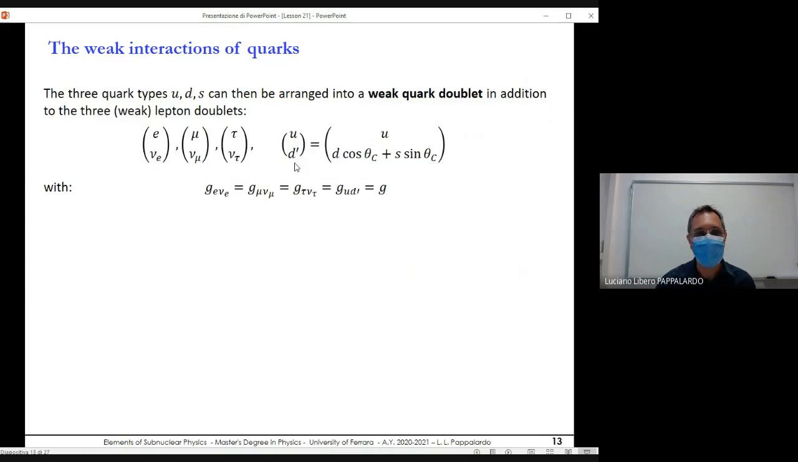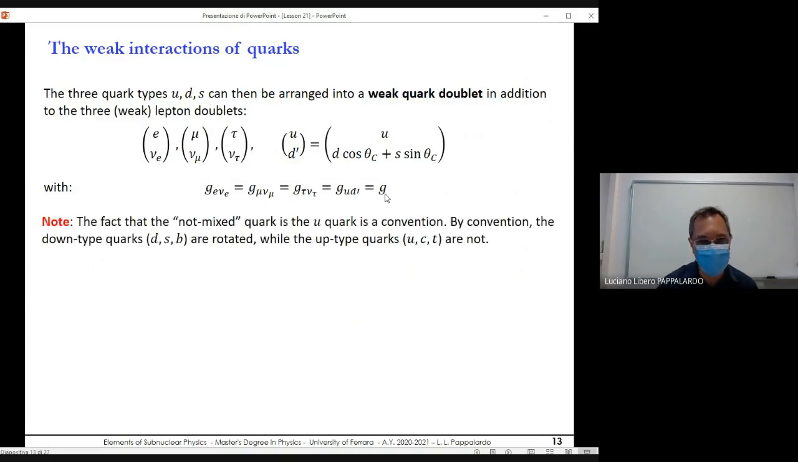Once you arrange your up, down, and strange flavor quarks into a U, D prime weak doublet, then you obtain the exact same coupling as for the leptons. Once you consider that it is not the D but the D prime that is interacting weakly, with also a component of the S, then it turns out that the coupling for the quarks is exactly the same as that for the leptons. And so it is universal for both quarks and leptons.